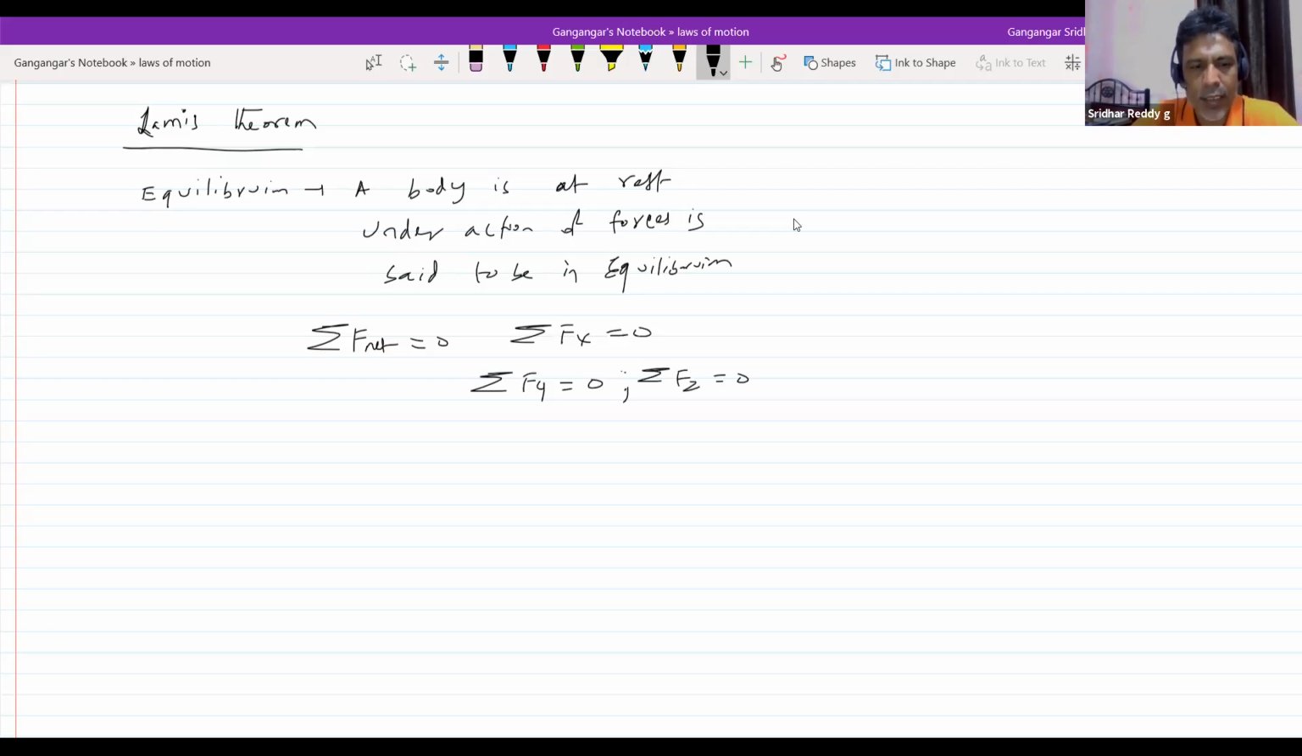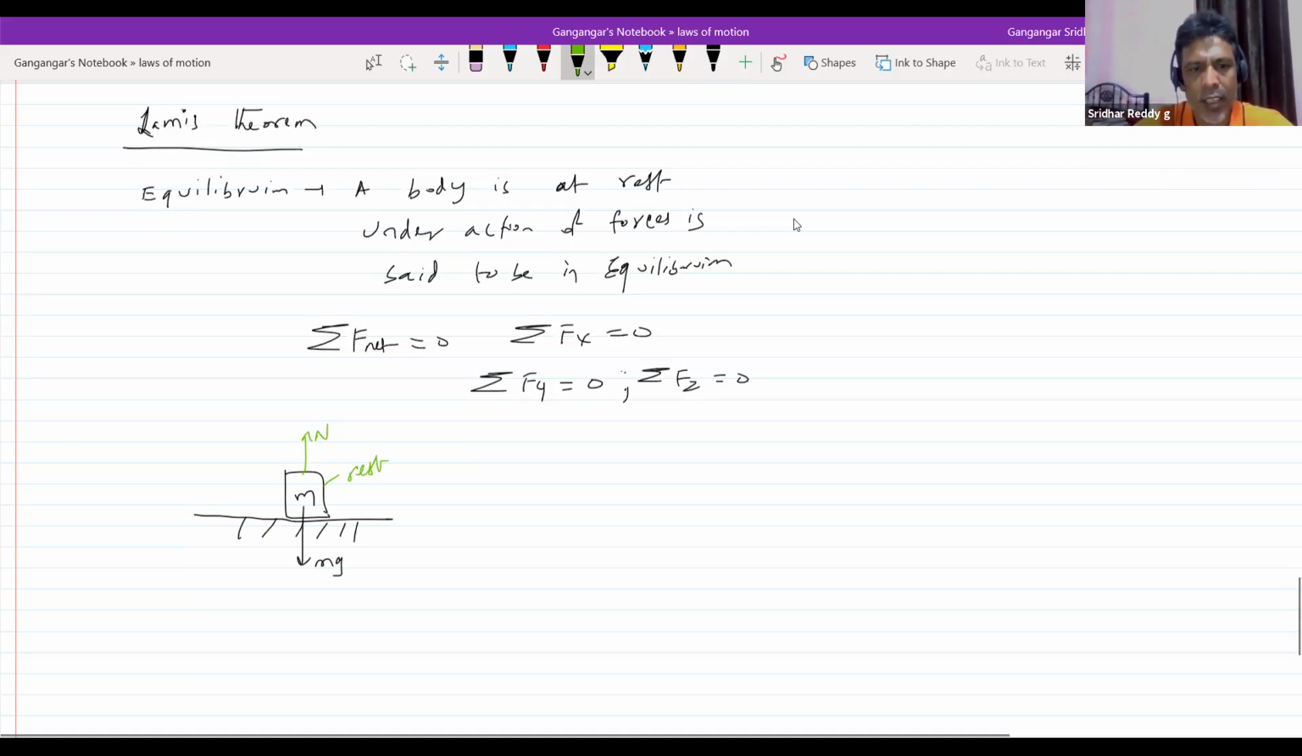So let's take the, I think we have already discussed this. The body I kept on a ground. Is it in equilibrium? Yes. So we'll balance the weight mg, then the normal contact. So what is the state of it? It's at rest. So under action of forces N and mg, it is at rest.